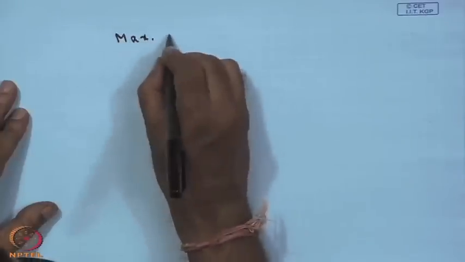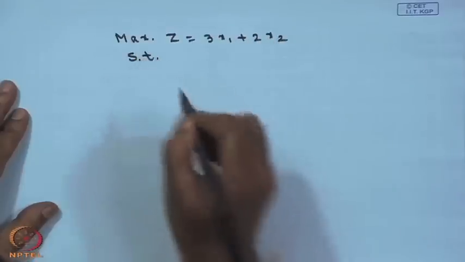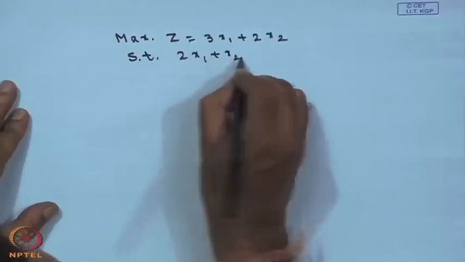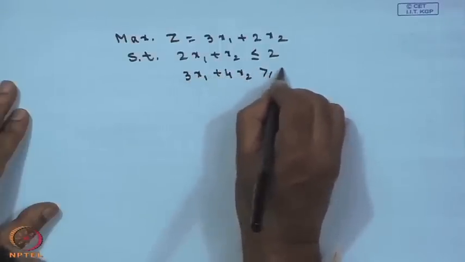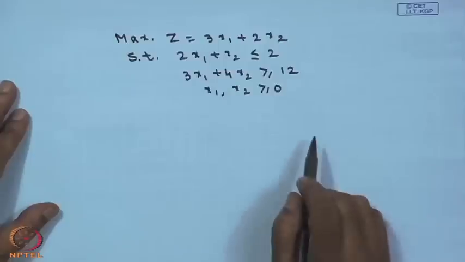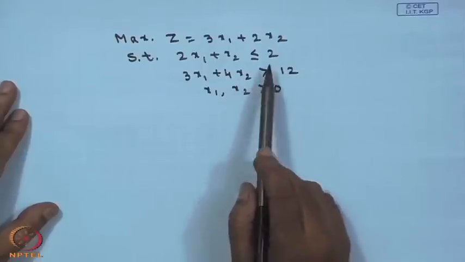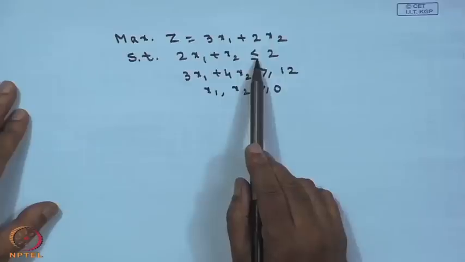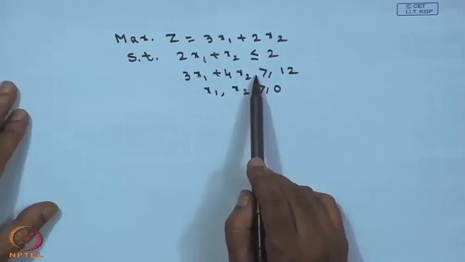So, now let us take one example and see how the problem can be solved. We are writing: maximize z equals 3x1 plus 2x2, subject to 2x1 plus x2 less than or equal to something, 3x1 plus 4x2 greater than or equal to 12, and x1, x2 greater than or equal to 0. In this problem we have one constraint of less than or equal to type and another of greater than or equal to type. For the less than or equal to type I have to introduce one slack variable, and for the greater than or equal to type we have to introduce the surplus variable as well as the artificial variable.